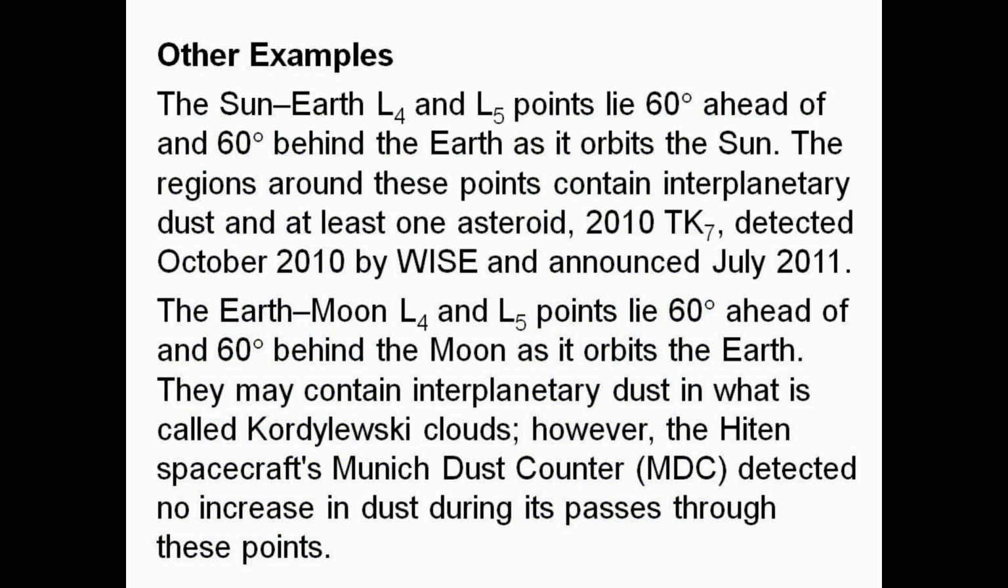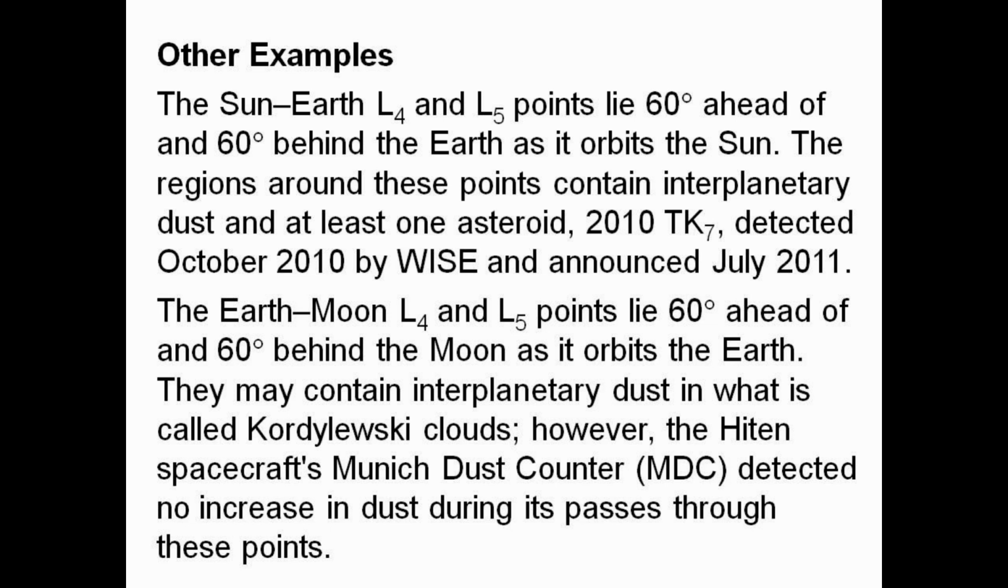Other examples: the Sun, Earth, L4 and L5, 60 degrees ahead and behind the Earth. There's interplanetary dust there, little tiny planetoids at the L4 and L5 triangular points. And at least one asteroid, which was discovered just a couple of years ago and reported. So there's interplanetary dust and an asteroid at those points.